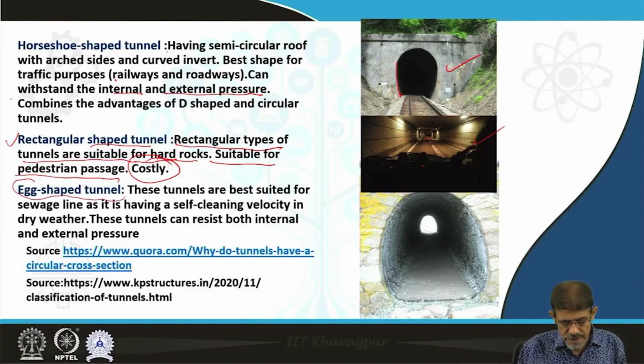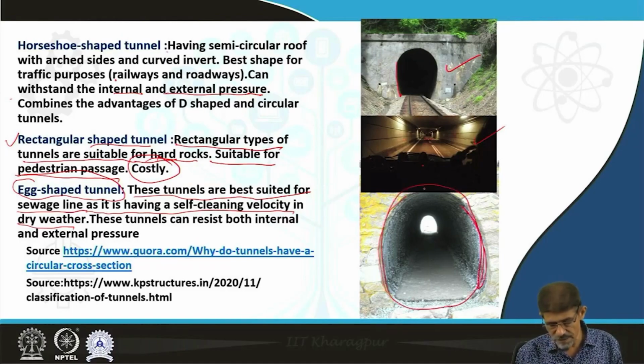Elliptical shaped tunnels are the egg-shaped tunnels, and these tunnels are best suited for sewage lines, as the shape has a self-cleaning velocity in dry weather, and has this type of facilities.